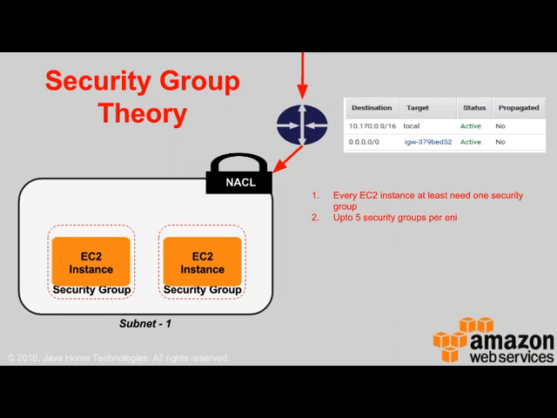But it can increase. There is an elastic network interface attached to your EC2 instance. If I attach one more ENI, I can add 5 more security groups. So it doesn't mean the maximum is 5. If there is one elastic network interface attached, then 5 security groups. If you want 5 more, attach one more ENI and you can add 5 more security groups.